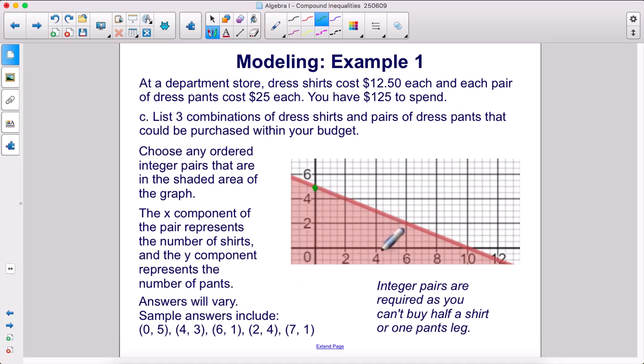We could have 4 shirts and 3 pairs of dress pants there. We could have 6 shirts and 1 pair of dress pants. We could have 2 shirts and 4 pairs of dress pants. Actually, any of these, right? You could have 2 shirts and 2 pairs of dress pants. You won't have reached 125, but you could still buy 2 of each, etc.